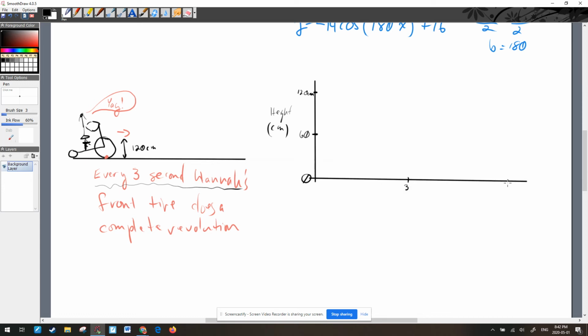So a second full cycle is going to take me out to 6 seconds. And I'm going to label this with time in seconds. Now, the gum starts on the ground, goes all the way to the top, and then comes back down. Goes all the way to the ground, all the way to the top, and then all the way back down. So I'm going to go ahead and sketch that in. Okay, so here we go.